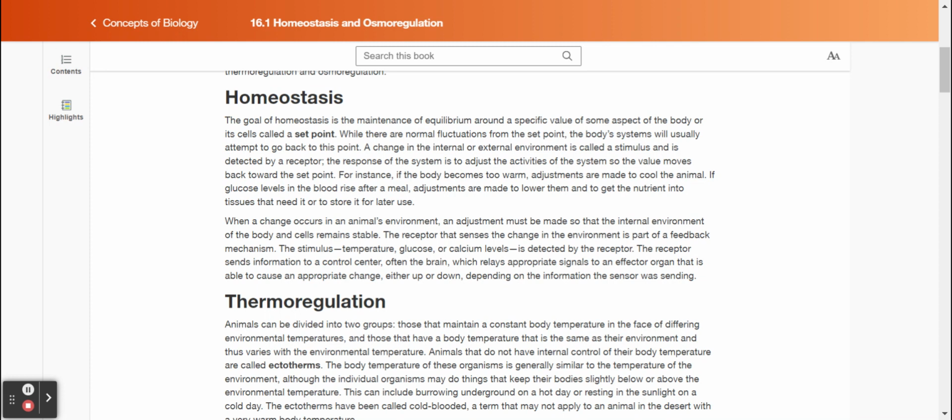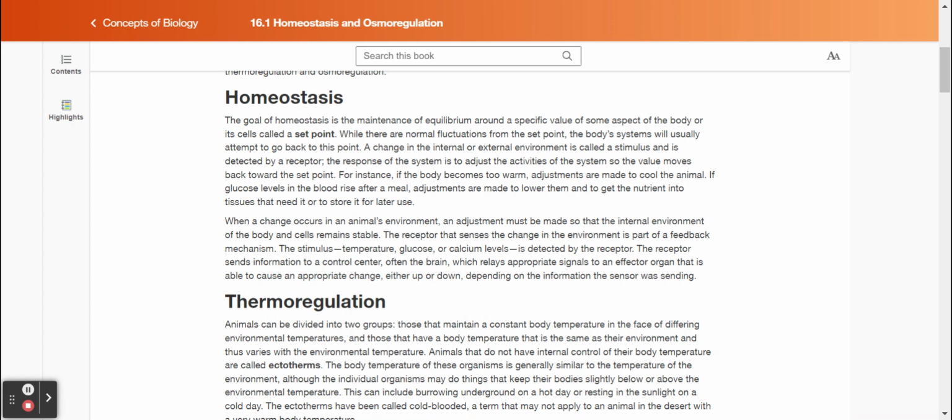If glucose levels in the blood rise after a meal, adjustments are made to lower them and to get the nutrient into tissues that need it or to store it for later use. When a change occurs in an animal's environment, an adjustment must be made so that the internal environment of the body and cells remains stable.